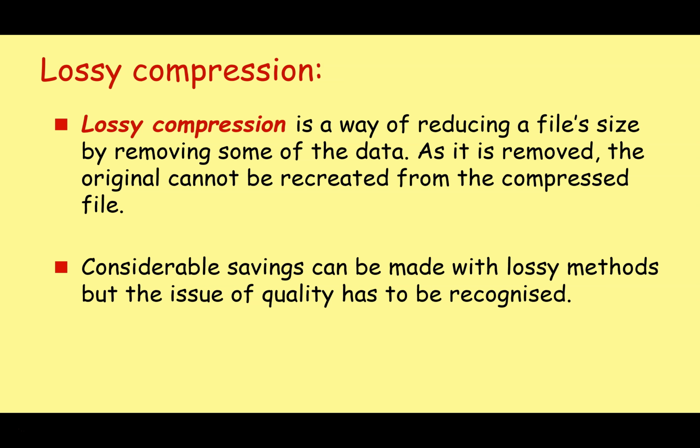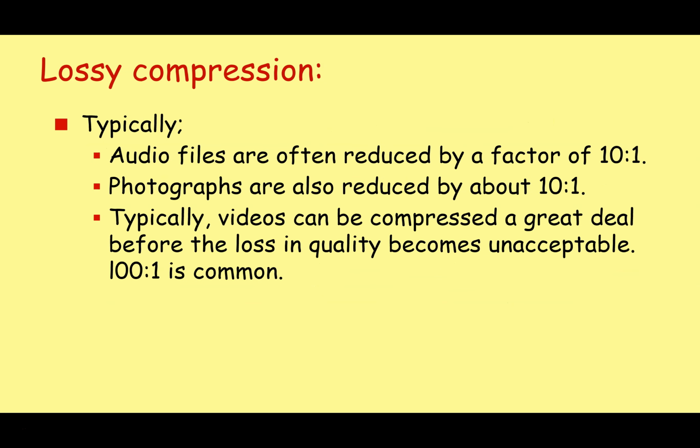Considerable savings can be made with lossy methods, but the issue of quality has to be recognized. Typically, audio files are often reduced by a factor of 10 to 1. That means a 10 megabyte file could be reduced to as much as 1 megabyte. Photographs are also reduced by a ratio of approximately 10 to 1. Videos can be compressed a great deal before the loss of quality becomes unacceptable. Often a 100 to 1 ratio is common, so a 100 megabyte file might be reduced to as much as 1 megabyte using lossy compression.